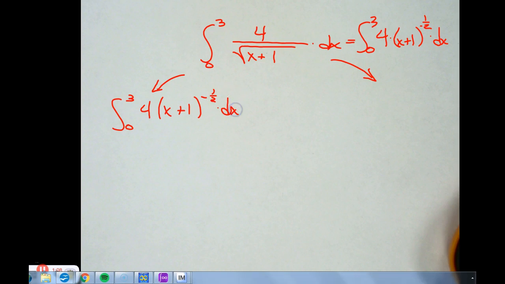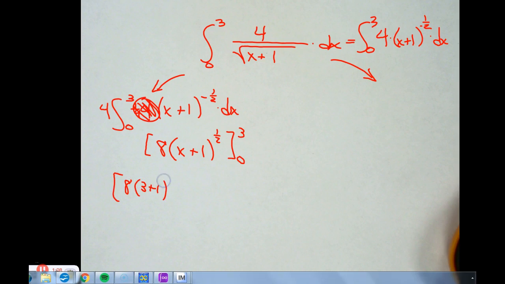Then, what's the derivative of the inside? 1. You have a 4 then. So we're going to put a 1/4 on the inside and a 4 on the outside, meaning that'll go away. Then I integrate the big guy. So I add 1 to the power, multiply by the reciprocal of the new power, which is 2, times the 4 that was out there. So I end up there. Then I'm going to start plugging in. So I'm plugging in the top number, 8 times 3 plus 1 to the 1/2, minus plug in the bottom number.